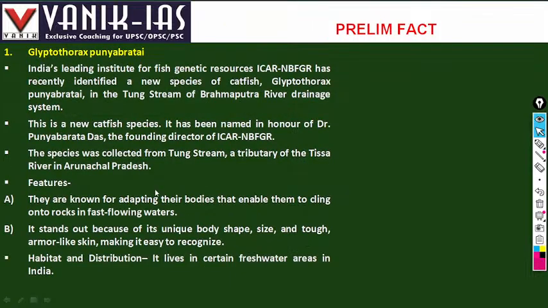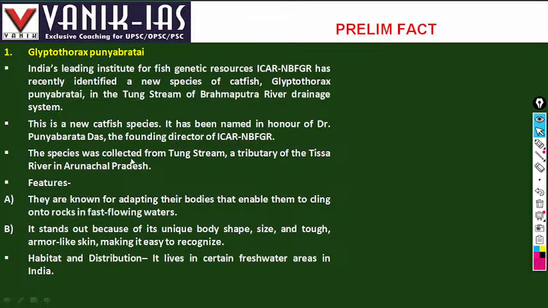The next topic is about the Glyphothorax unibrite, India's leading institute for fish genetic resources. ICAR NBFGR has recently identified a new species of catfish, the Glyphothorax unibrite, in the Tongue system of the Brahmaputra river drainage system. This is a new catfish species. It has been named in honor of Dr. Punnabrata Das, the founding director of the ICAR NBFGR.